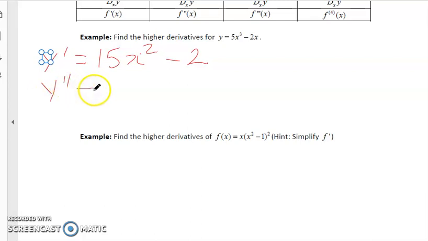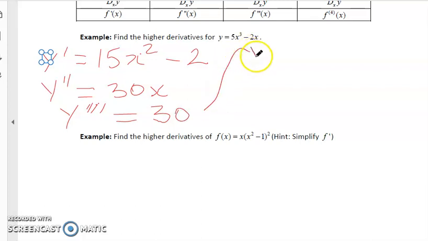Okay, so we keep going. The second derivative, y double prime, is equal to 15 multiplied by 3 this time, so that's 30x. And what happens to the minus 2? It vanishes. The derivative of a constant is 0. So there's your second derivative. And now the third derivative, you can go further. y triple prime is equal to the derivative of 30x, which is just 30. And we can keep going. We don't need to stop there because the fourth derivative will be different from the third derivative.